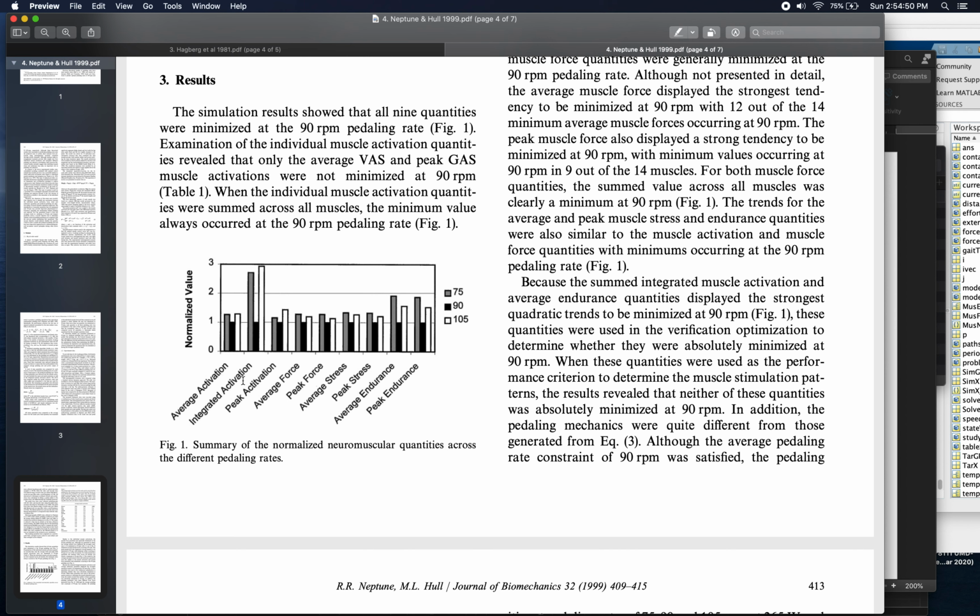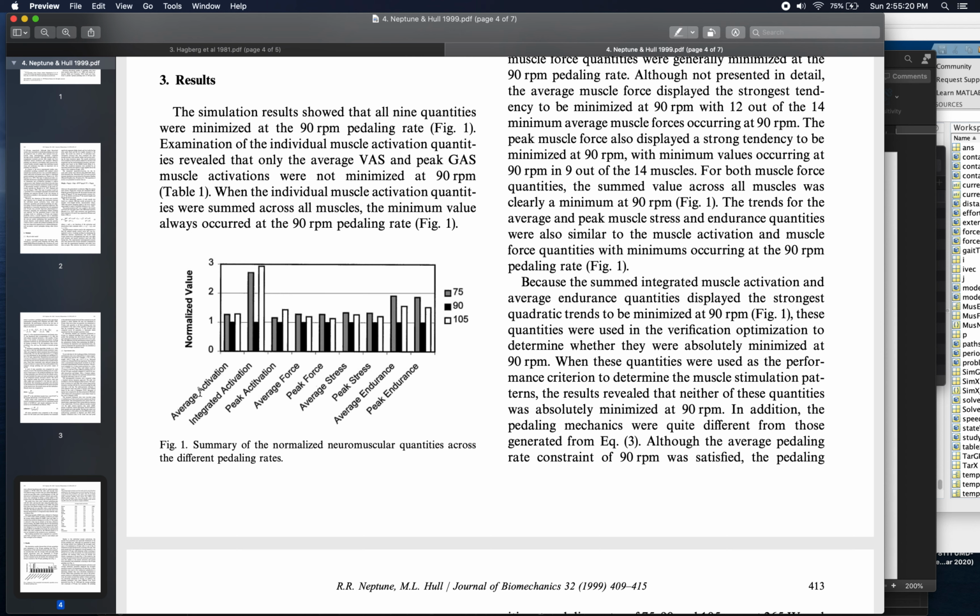So you can see here that for each of these muscle level definitions of effort, the black box, the 90 RPMs, is always the smallest one. Okay, it's always lower than the same quantity from the 75 RPM simulation and the same quantity from the 105 RPM simulation. Okay.